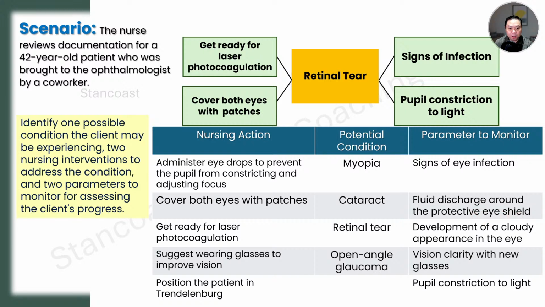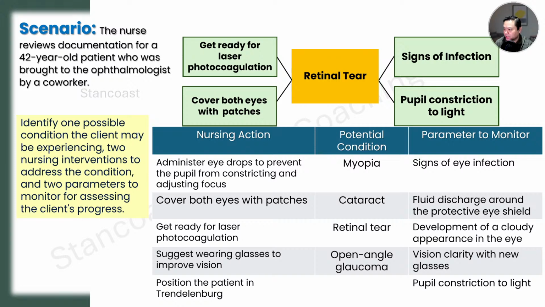Now, why not development of a cloudy appearance in the eye? This is incorrect because this is a sign of cataract formation, right? Wherein there is opacity of the lens. And this is not relevant in the acute symptoms described in this case. And let's have another one. Vision clarity with new glasses. This is something that you will be doing if there is an issue with refraction for myopia or maybe hyperopia. So this is not appropriate for this case.